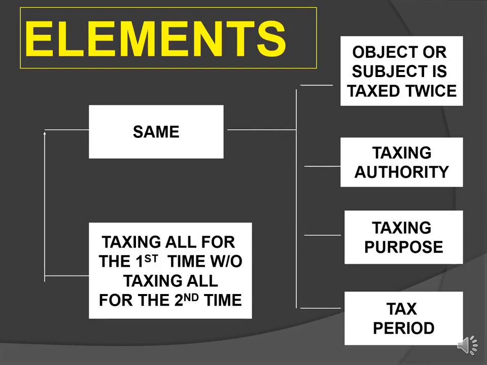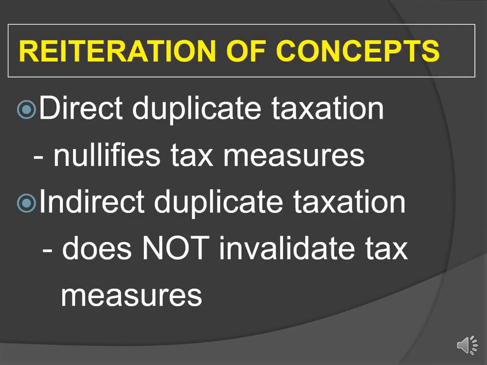And what is it you must look at? The elements of direct duplicate taxation, specifically the second element, because the second element is the one that causes the discrimination. All are treated in the same manner during the first instance. But during the second instance, without showing any valid reason for it, some are treated differently. Some are not anymore subject to a tax. So remember this and internalize.